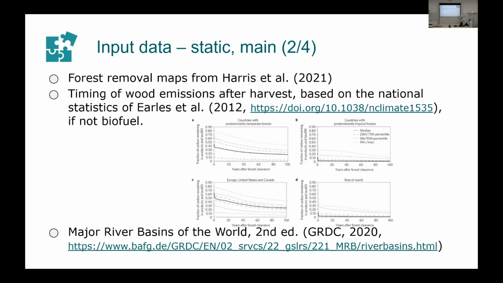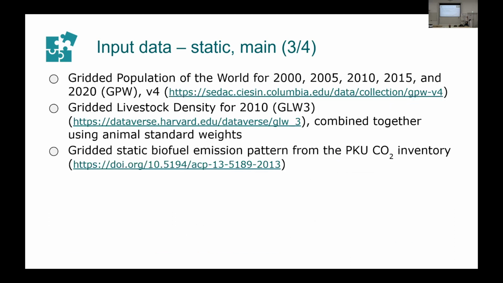Those are the four curves here. And the x-axis is the number of years after forest clearance. It goes up to 100 years. So we distribute the emissions to the atmosphere after the production according to this curve. We have the map of major river basins of the world, so that's quite trivial as well.